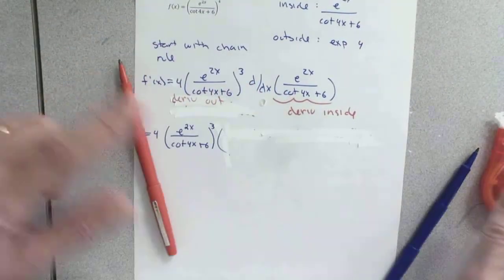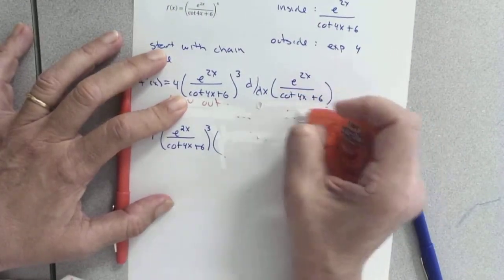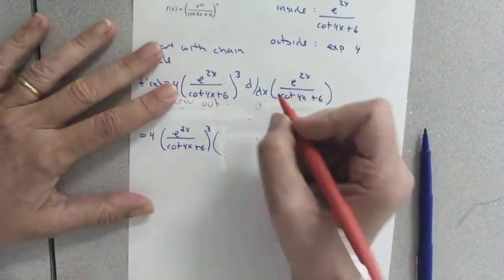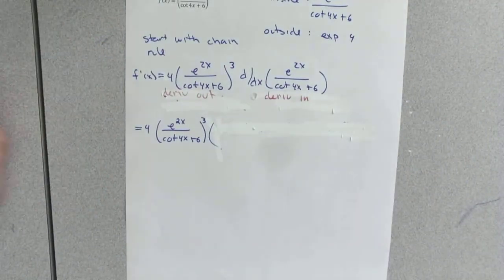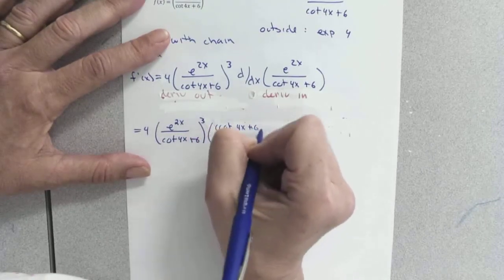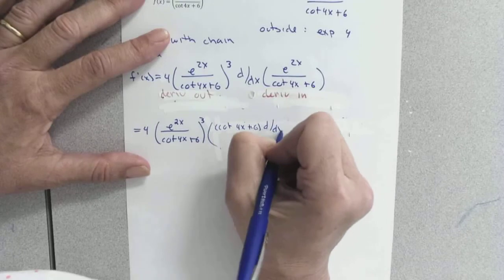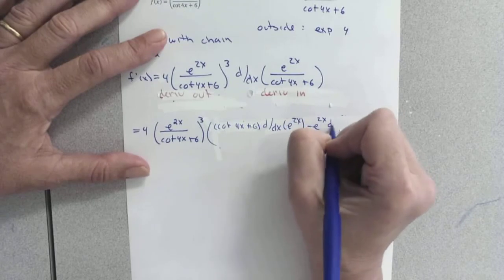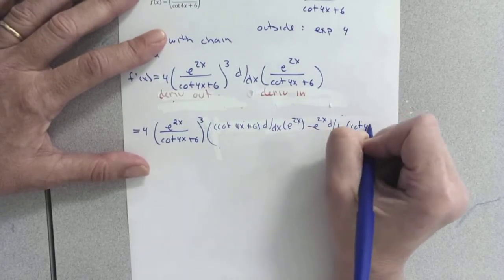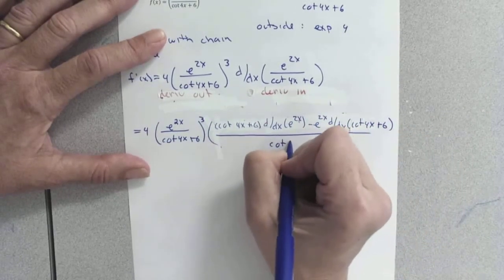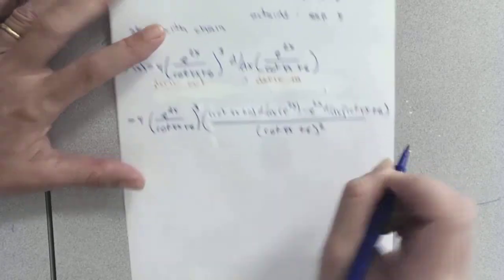Derivative out. Derivative in. Okay, so let's start with that quotient rule again. Plain denominator. Derivative of the numerator minus plain numerator, derivative of the denominator, all over plain denominator squared.